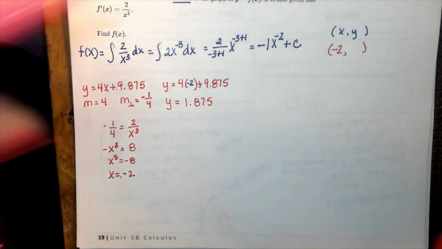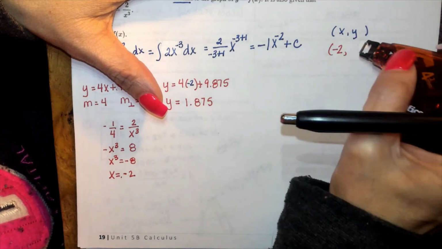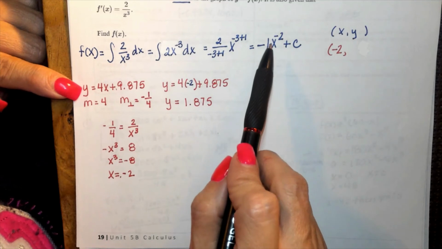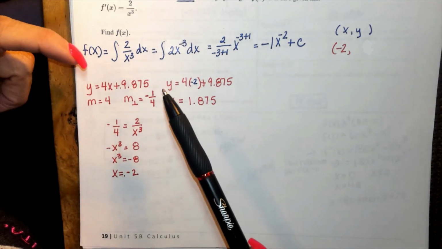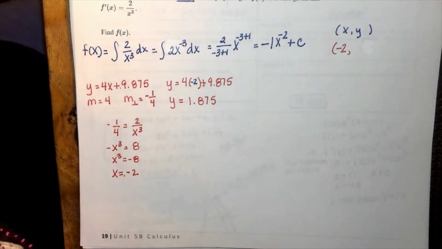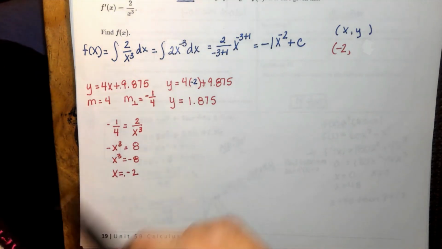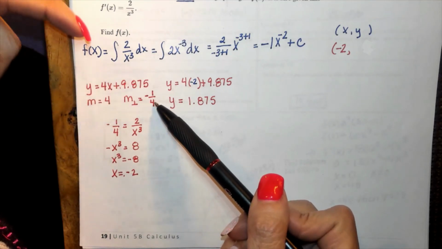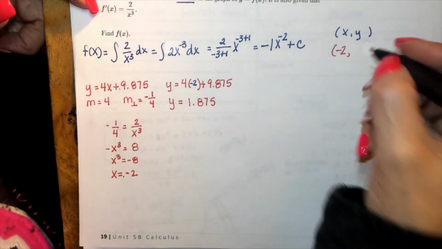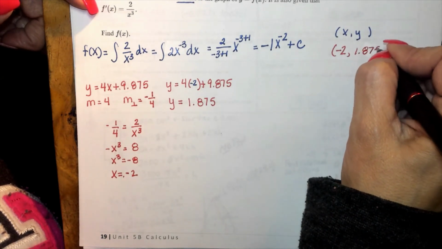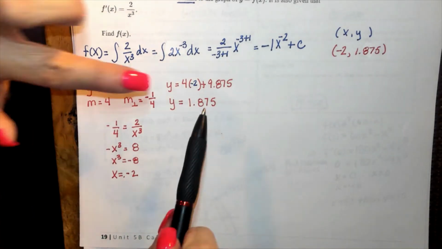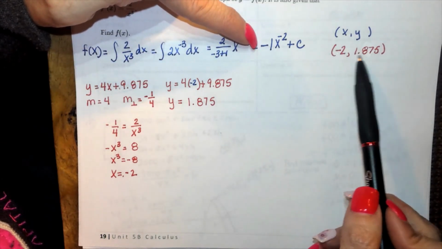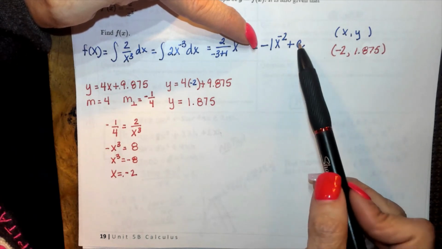Okay, so that means on this line, I needed a point that was also on my curve. Well, remember the derivative is the slope of the tangent. They didn't give me the tangent, they gave me the normal. So I had to flip the normal to get the slope of the tangent, plug it in, solve for x. Now I know the y is 1.875. Now I know on this curve there's a tangent line or a normal line that goes through this point. So now I can figure out c.